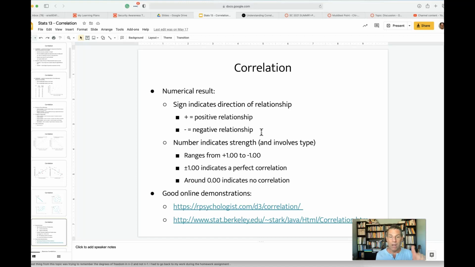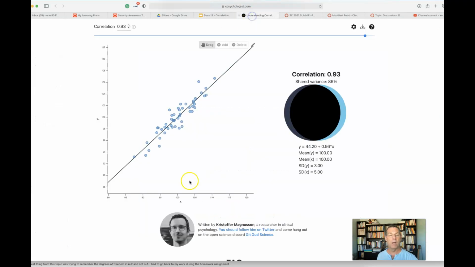The other piece is the sign, positive versus negative. A positive correlation is simply the direction of the relationship. A positive one means it's a direct relationship: higher in one, higher in the other, lower in one, lower in the other. But a negative relationship is the inverse. If you're high on one, you're low on the other. If you're low on the first one, you're more likely to be high on the next one. So we're looking at these kinds of relationships. This top link here, the Our Psychologist one, is what I pulled up here as an example. So here's a really strong correlation.